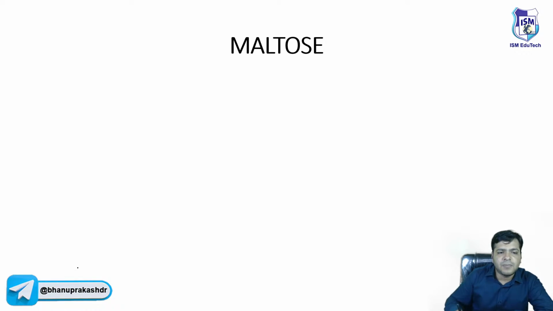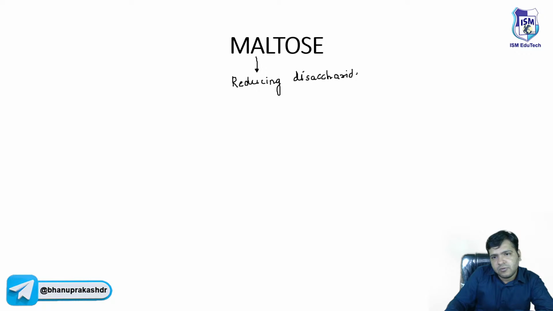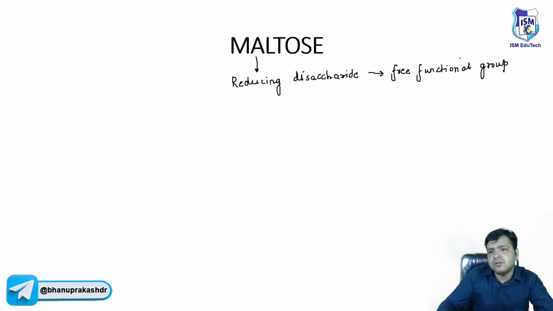Now specifically if we talk about maltose, you know maltose is a reducing disaccharide. Okay, Shraddha, very good beta. It is a reducing disaccharide. Now when I say reducing disaccharide, it clearly means that there will be a free functional group, either CHO or C double bond O.